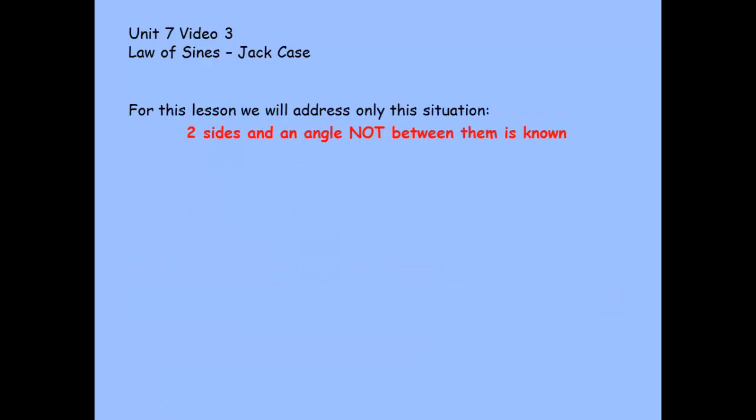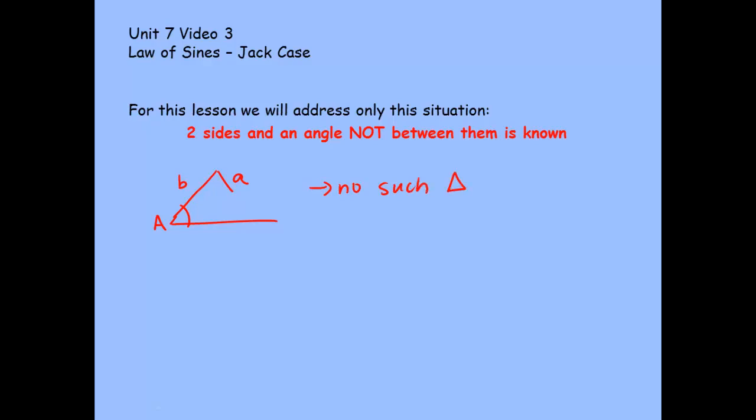So I'm going to draw a couple pictures here to demonstrate why we're going to end up with three possible outcomes. If we're given two sides of a triangle, side B and side A, and we're given an angle that's not between them, so let's suppose we're given angle A down here, side A may be too short, so we would have no such triangle.